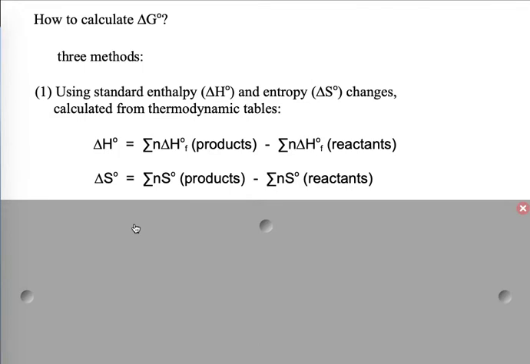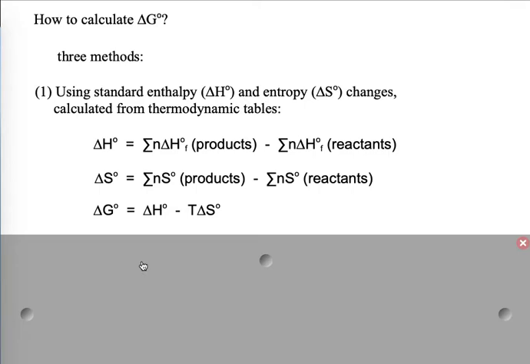Having calculated each of these, we can then use our master equation, delta G naught equals delta H naught minus T delta S naught, to calculate delta G naught, the Gibbs free energy change, and from that determine whether the process is spontaneous or non-spontaneous.